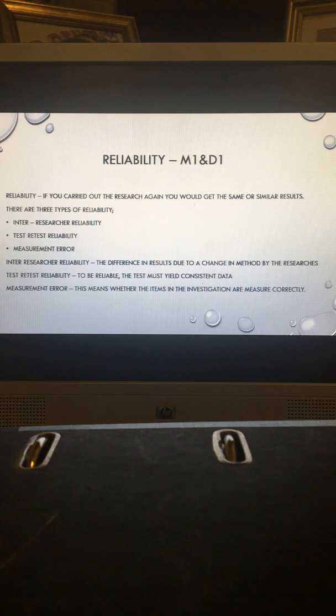Measurement error. This means whether the items in the investigation measure what they're trying to measure correctly. In this example, it could be whether a stopwatch or light gates were used, with light gates obviously being a lot more accurate than a stopwatch, which brings in human error. If all of these issues are at a minimum and the test was done in the right way, it proves that the study was very reliable.